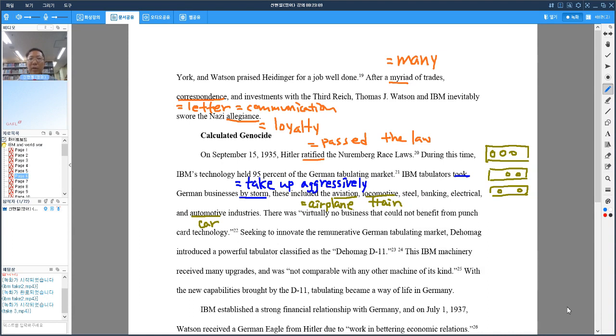So, seeking to innovate the remunerative German tabulating market, Dehomek introduced a powerful tabulator classified as the Dehomek D11. Remunerative means profitable. So in order to innovate the profitable German computing market, Dehomek introduced an even more powerful computer classified as the Dehomek D11. They introduced a new model into the German computing market.